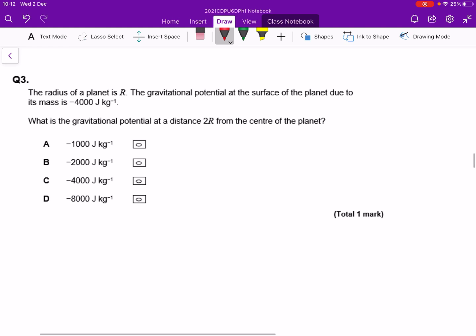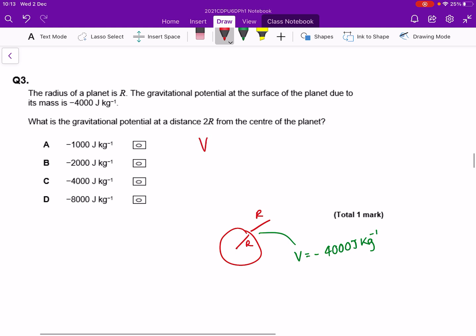Okay, question 3. Radius of a planet is r, so sketch a little picture. So we have r. Gravitational potential at the surface, this is V equals minus 4,000 joules per kilo. What's the gravitational potential at a distance 2r from the center of the planet? Okay, so at this position right here. Okay, so the equation for potential, V equals minus GM over r. Or let's actually use a small r so that we're sort of saying more generally this is the equation.